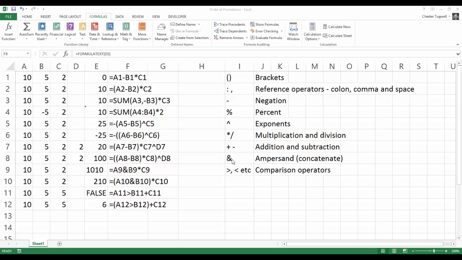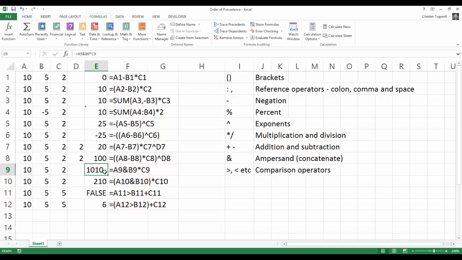Next, let's look at this ampersand symbol used to concatenate or join things together in Excel. You may have done that. This is a little bit obscure, but just to show you that it does in fact happen after all of these other operators. If I was to concatenate 10 and 5, that would give me 105, and then I was to multiply it by 2, I'd get 210. But actually the answer is 1010.